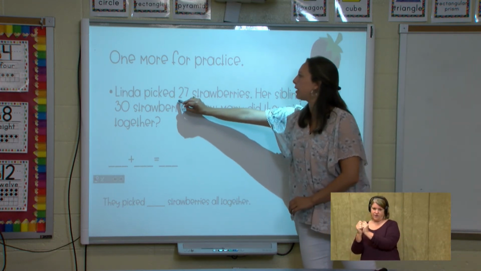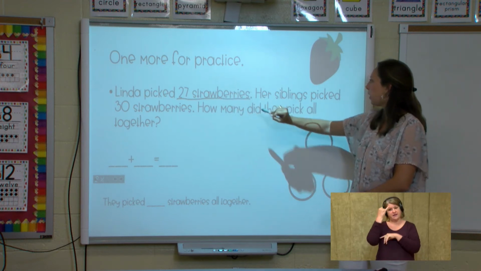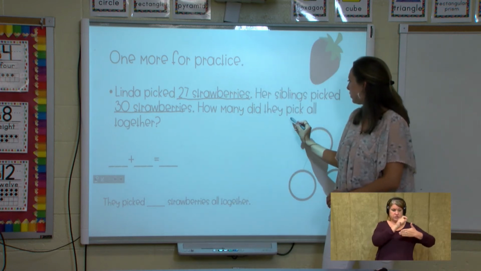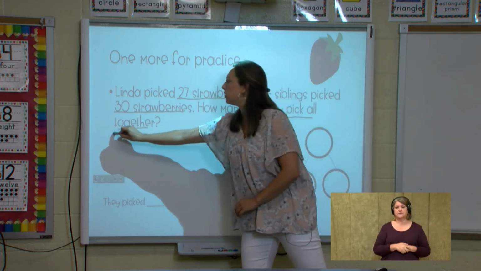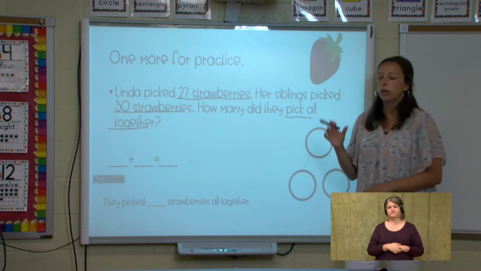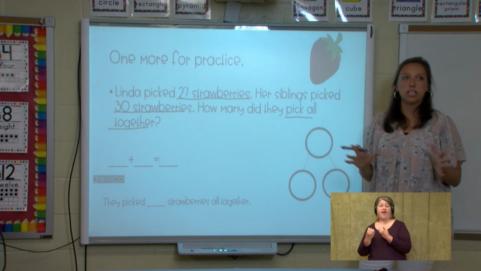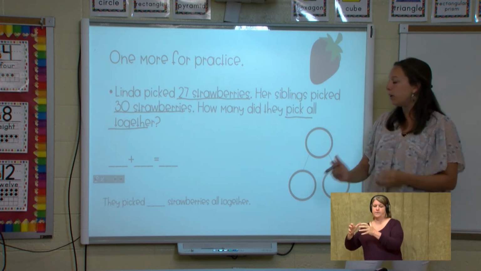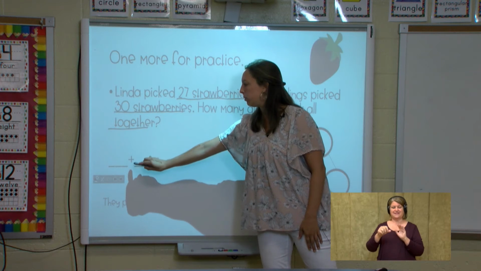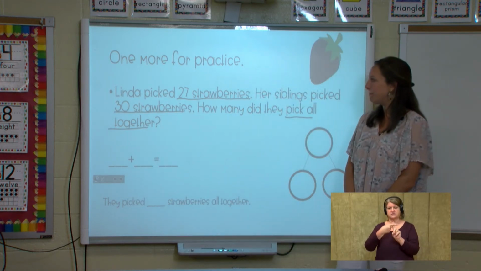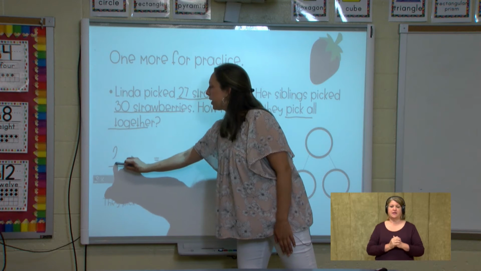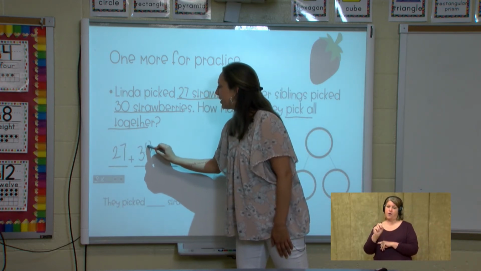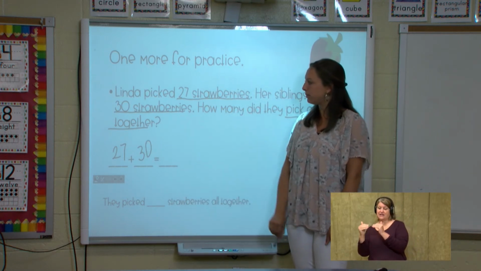I'm going to underline my important information to help you fill in your equation. So it says, how many did they pick all together? We know that we're bringing a group and a group all together. If we're putting them together, we're using the symbol plus. Okay, I'm going to fill in my equation. 27 plus 30 strawberries equals blank.